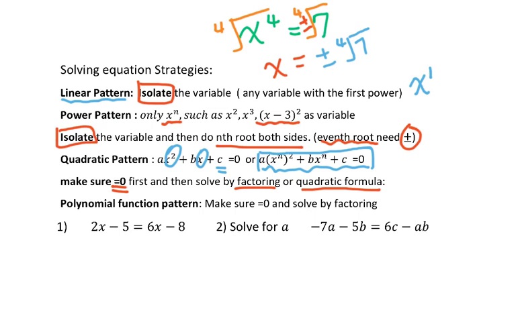The last one is the polynomial function pattern. Still, you need to make sure it's equal to 0 first. Then solve by factoring. So when you solve any equation, you decide what pattern it is. Then use the keywords, like isolating, or set equal to 0, or take even roots of both sides, where you need to add plus or minus. Use these strategies while you're solving equations.